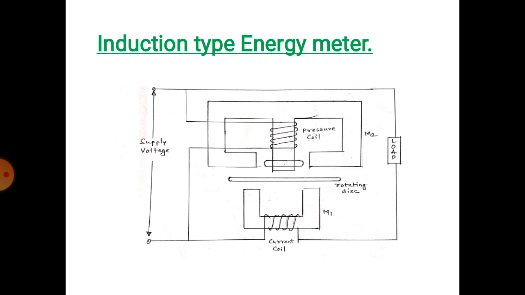So now we are going to discuss induction type energy meter. The schematic diagram of induction type energy meter is shown in the figure. It consists of two electromagnets M1 and M2. M1 is excited by the line current and is called series magnet. The other magnet is referred to as shunt magnet and is connected across the supply line and carries the current proportional to the supply voltage.